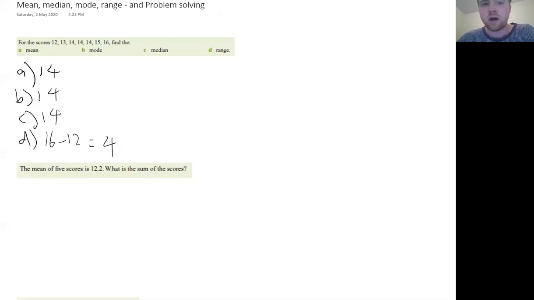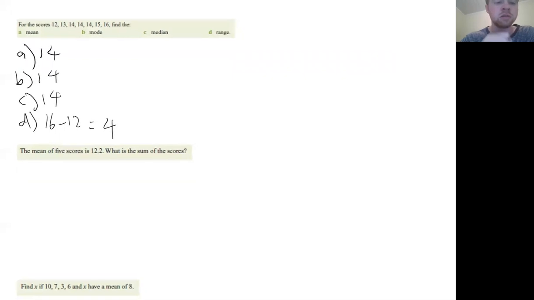Now, we're going to look at a few other questions here where we have to think a little bit and do some reverse thinking to find out what we're looking for. So let's have a look at this one here. The mean of 5 scores is 12.2, and we need to find out the sum of the scores. So the difference in this one is we're not finding the mean. We already know the mean. We have to work backwards to find out how much the scores add up to. Okay, so we're gonna introduce a variable here. We're gonna say let S be the sum.